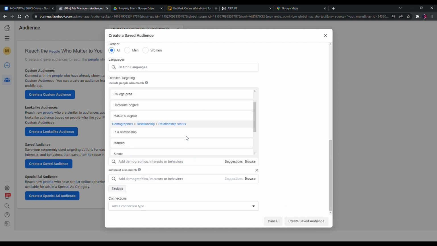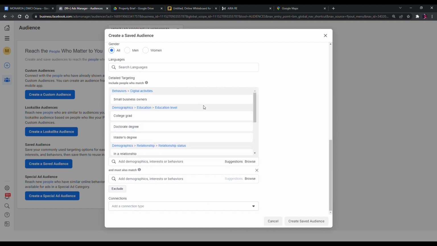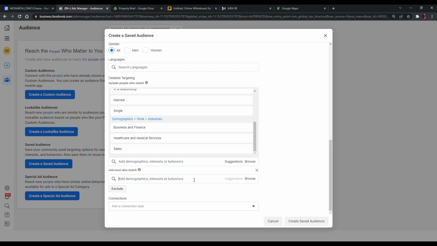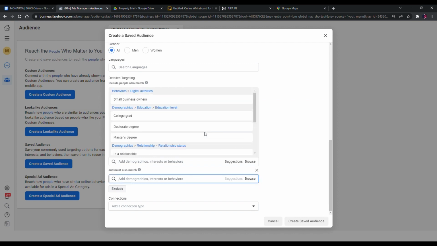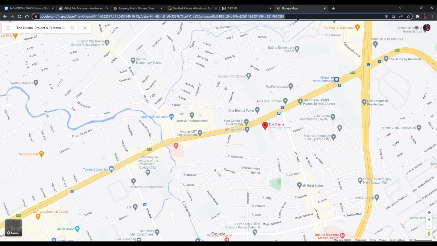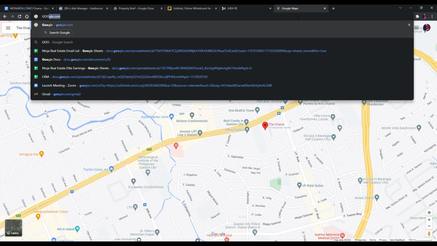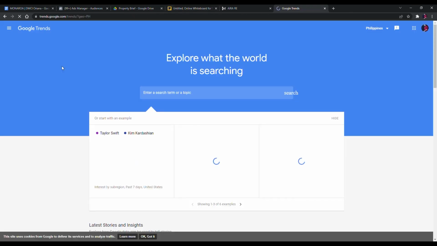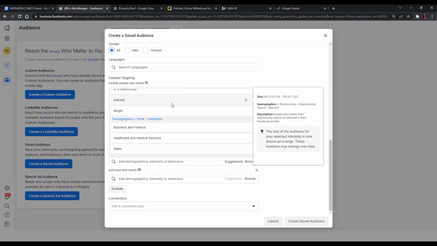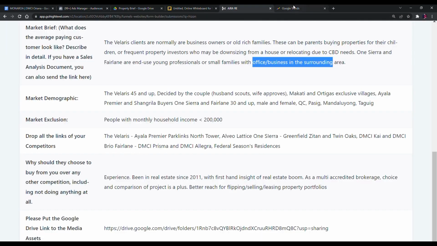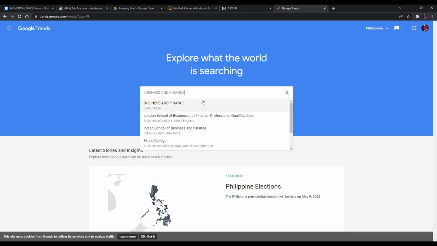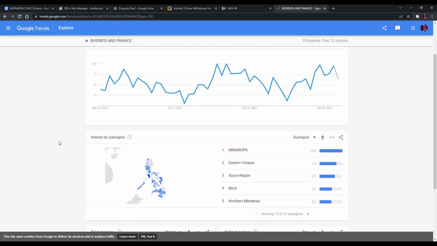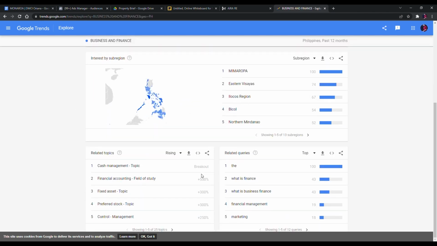So later on, we're going to be tackling the other side, which is going to be the interest side right here. So right now we're going to use Google Trends to make sure that we're really able to go into deeper keywords than what we're just usually seeing here. So what do we have? Business and finance. So let's go here, search term. All right, so lots of people searching for Mimaropa related topics.